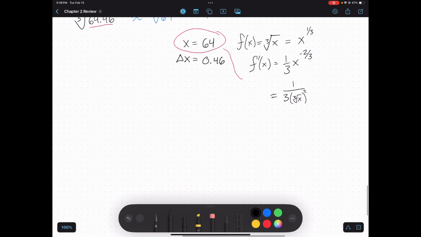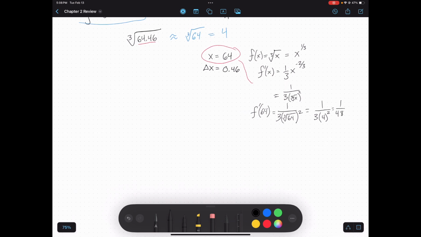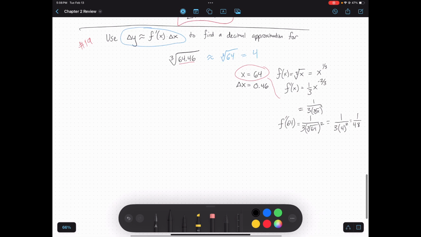If I plug 64 into this, so f prime of 64, I get 1 over 3 times the cube root of 64 squared. I know what the cube root of 64 is. We already talked about that. That's the reason why I like this number of 64. So what do I get out of this? I get 1 over 3 times the cube root of 64, which is 4, squared. And so that leaves me with 1 over 48. So that takes care of my second half. That right there is my f prime of x. I've now found the derivative at 64.